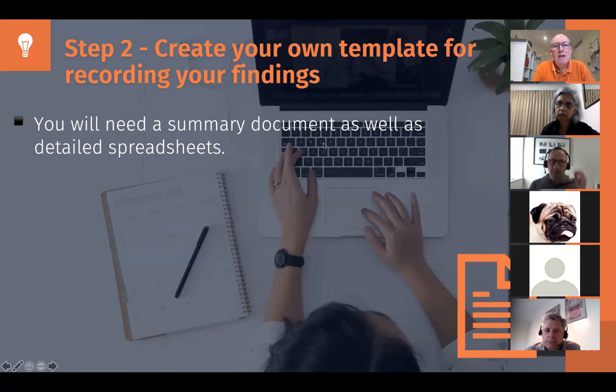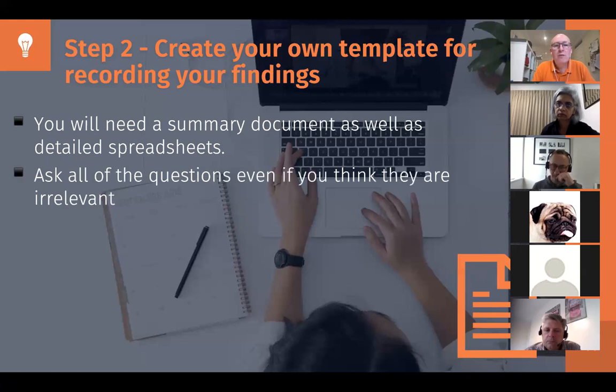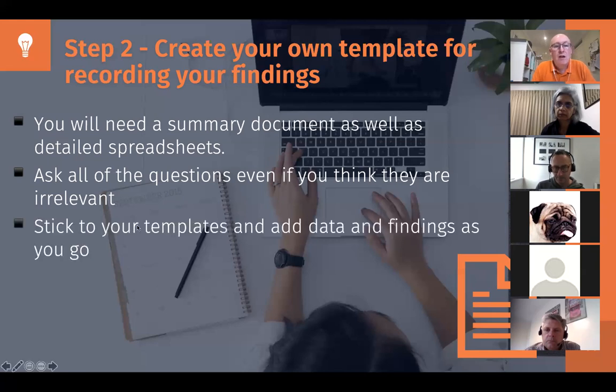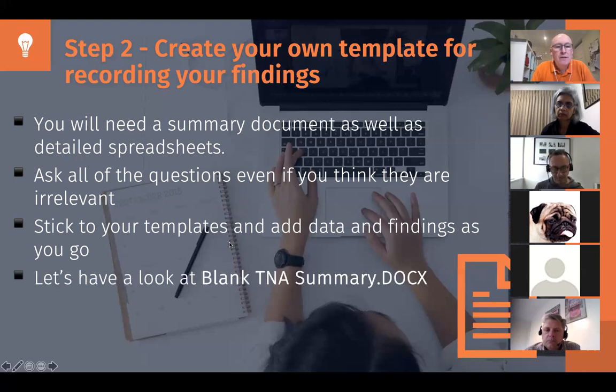So there's a few things here. You need a summary document as well as detailed spreadsheets. I'll show you a summary document in a moment. Ask all of the questions in your summary document, even if you think they're irrelevant. I've found that this is really worthwhile because you could be assuming things and missing a trick. Stick to your templates and add data findings as you go. I'll have a look at an example.